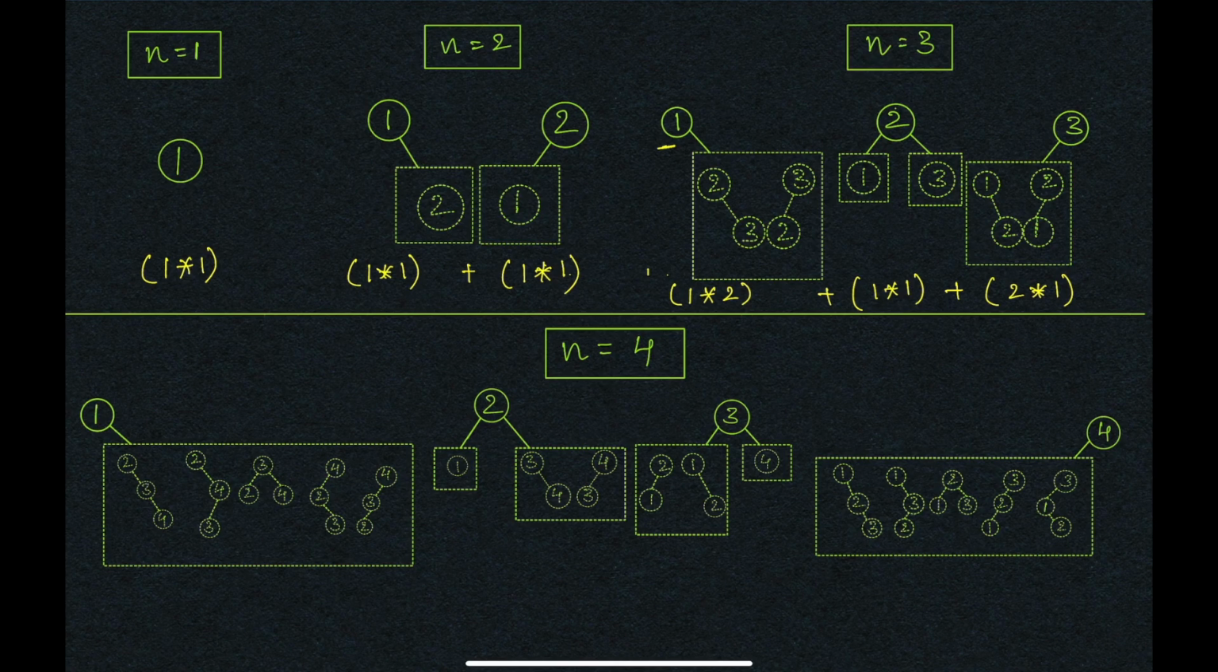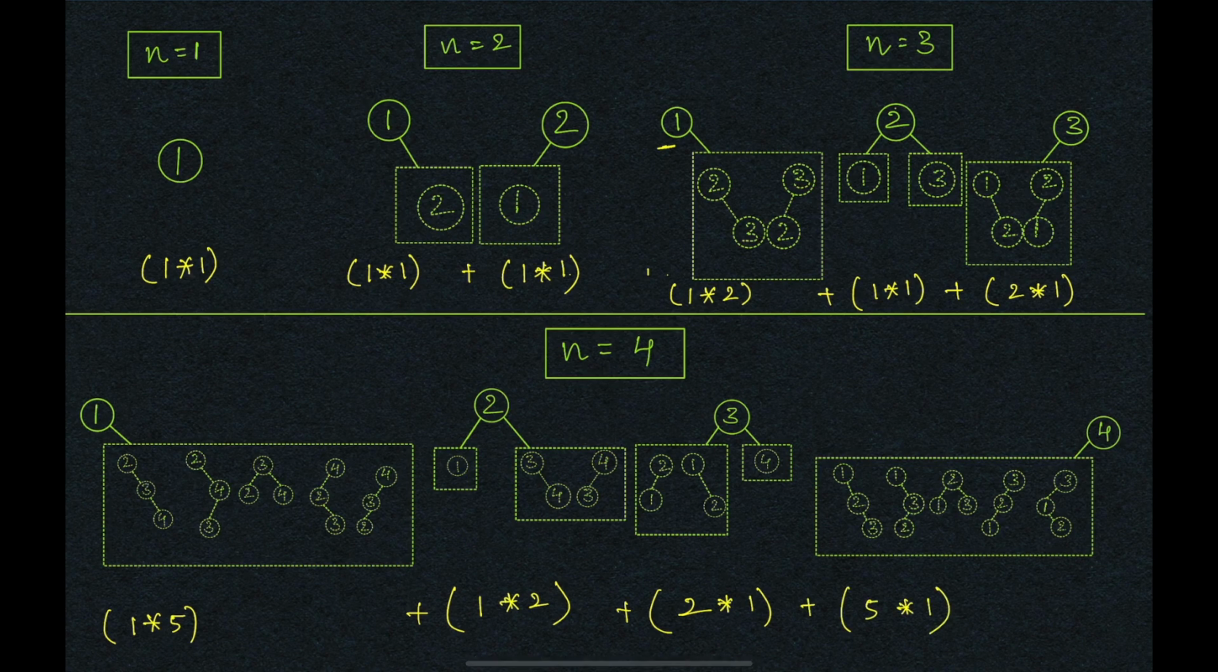For n equal to 4, in the first case it is going to be 1 into 5, because there are 5 unique binary search trees that will be formed with the root node as 1, plus, for root node 2, on the left subtree we have one node, and on the right subtree we have two nodes, so it is going to be 1 into 2, plus, for root node 3 we have two unique binary search trees on the left subtree, so it is going to be 2 into 1, plus, it is going to be 5 into 1.